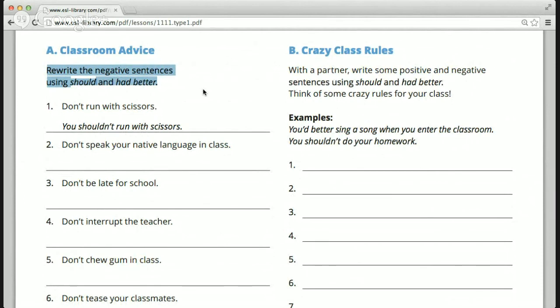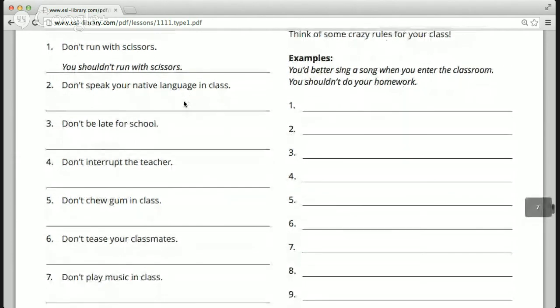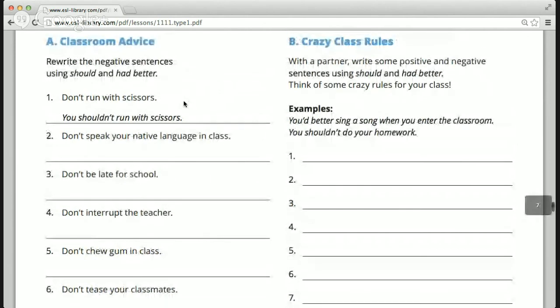All right, so now we're going to rewrite the negative sentences using should and had better. Our example here is don't run with scissors. You shouldn't run with scissors. So we're going to be rewriting these using the modals, or restating them. Salvatore, number 2, please go ahead and read the sentence, then restate it using should or had better.